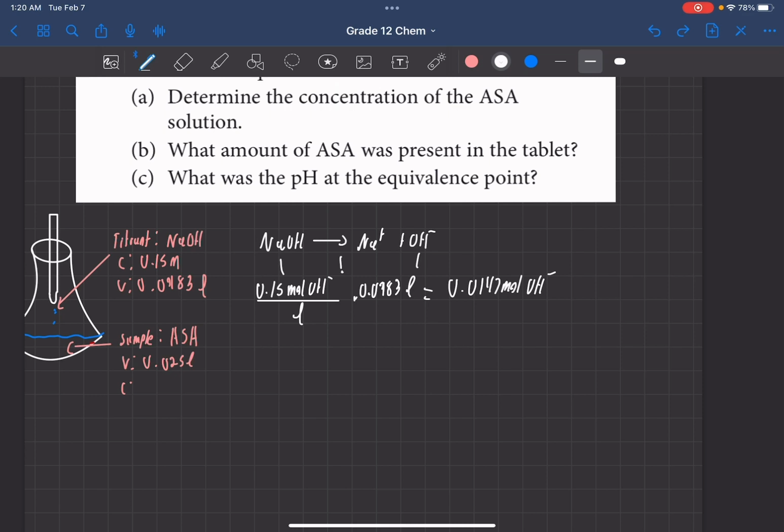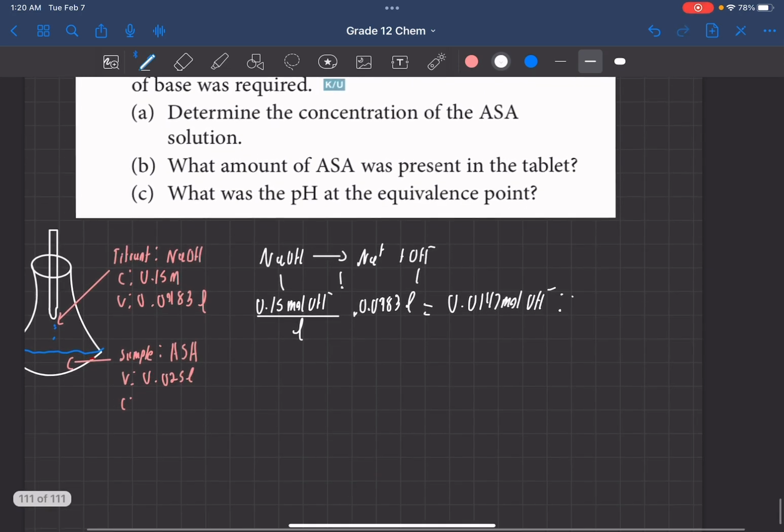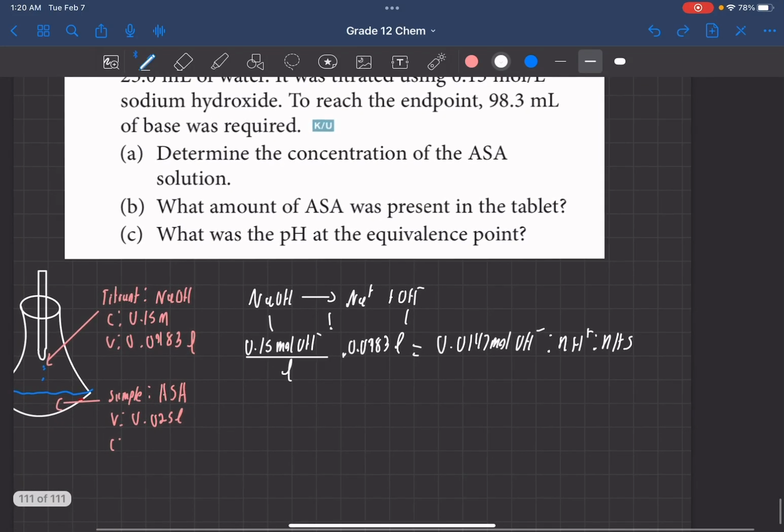Okay, and what do we know about this 0.0147 moles of hydroxide? That's going to be the amount that's going to react with the moles of hydronium produced by our aspirin, right? So that's going to equal the moles of hydronium, which is also going to equal the moles of this aspirin, or ASA.